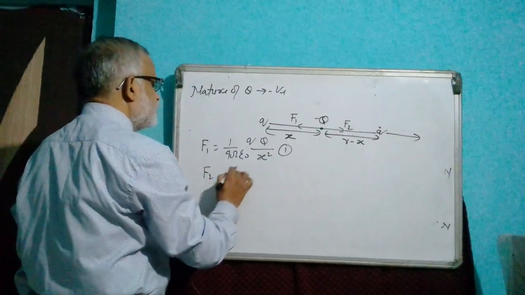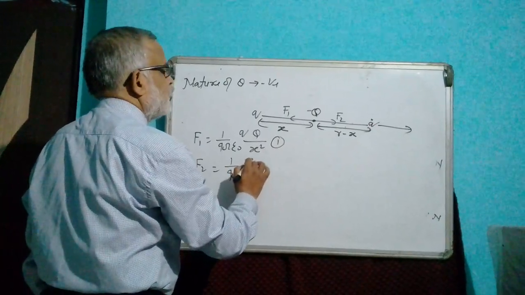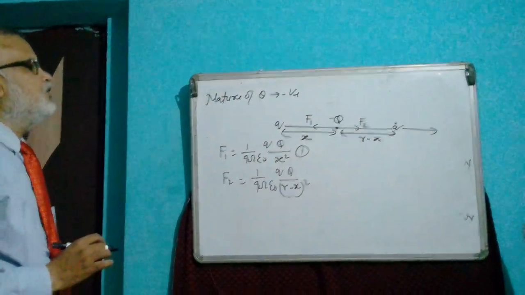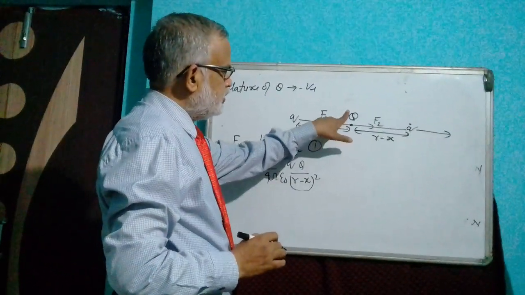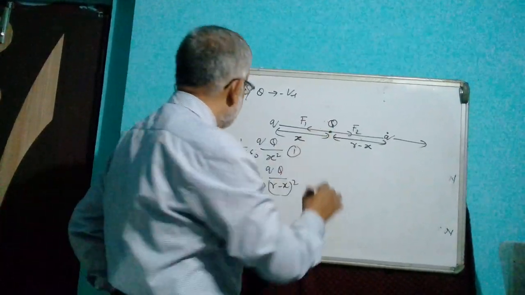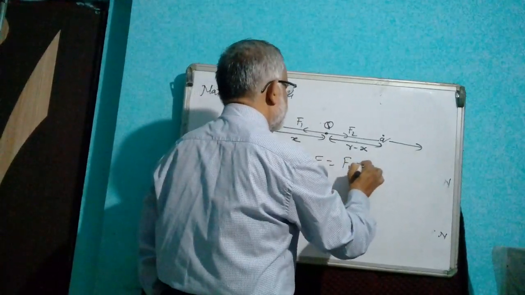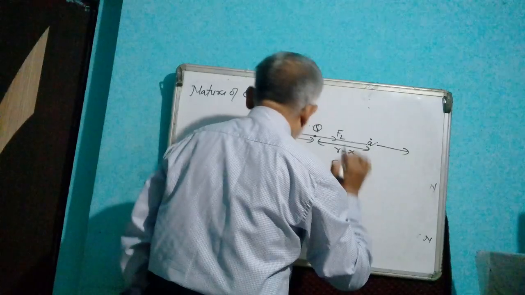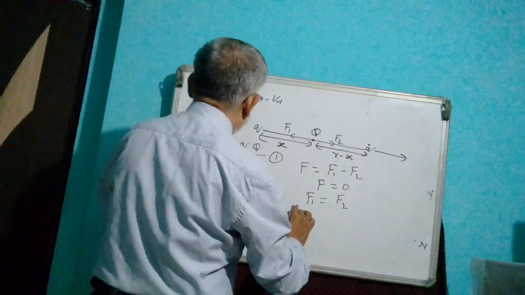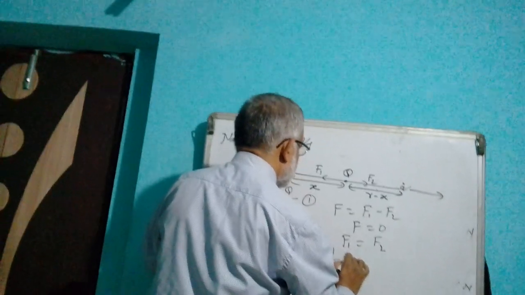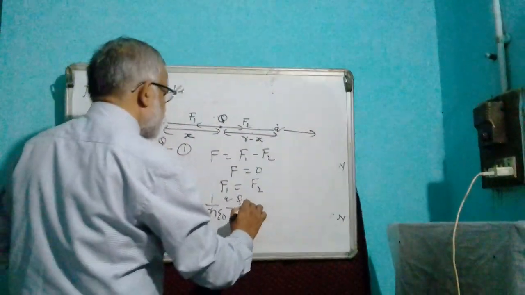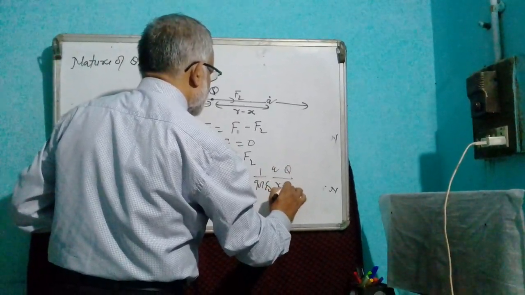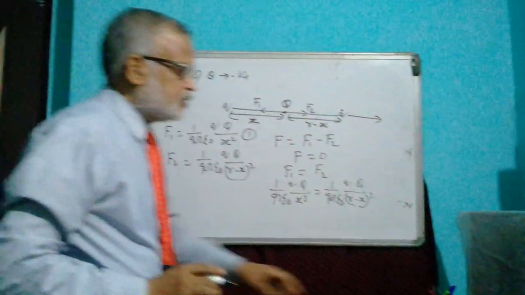Therefore, F2 equals 1 upon 4 pi epsilon naught Qq upon (R minus x) square. The net force on this charged particle is 0 because it is in equilibrium. The net force equals F1 minus F2, and when it is 0, F1 equals F2. Putting these values, 1 upon 4 pi epsilon naught Q upon x square equals 1 upon 4 pi epsilon naught Q upon (R minus x) square.